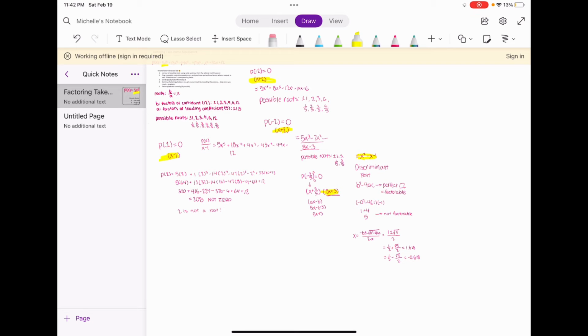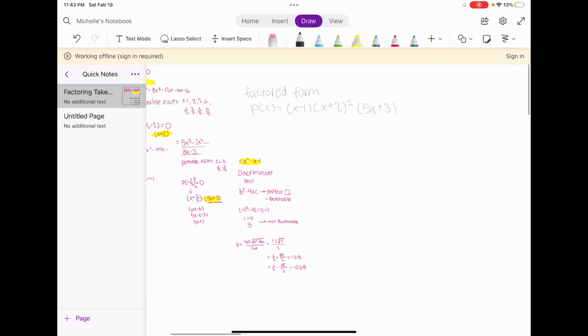Okay, so the factored form of p of x would be x minus 1, x plus 2 times x plus 2, which is the same as x plus 2 squared, 5x plus 3, x squared minus x minus 1.